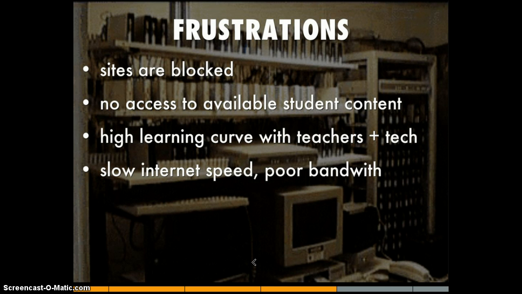He also is frustrated because with all of this technology being thrown at us, there's a high learning curve with teachers and tech, yet he doesn't see the district implementing any type of training for these teachers, and that becomes a burden on him because he finds himself teaching teachers how to use this technology when that's not his job. And with technology, he finds it frustrating that the internet speed and the bandwidth that we do have is not enough to support the types of things he would like to see this school site achieve or be able to do within the next year.